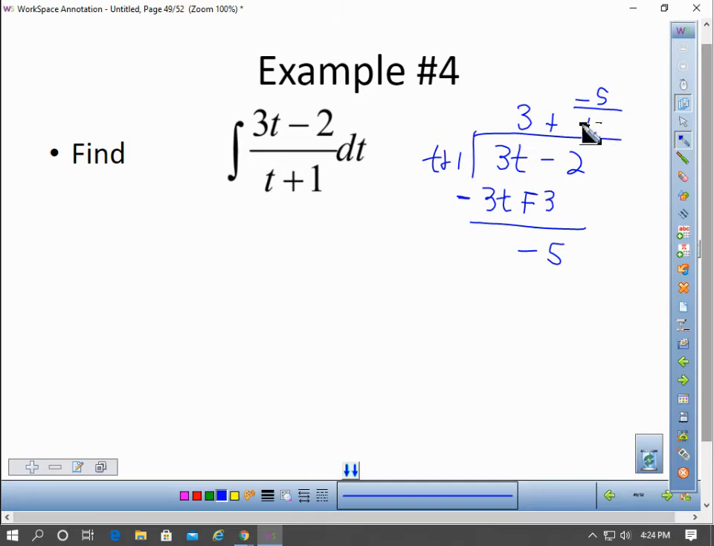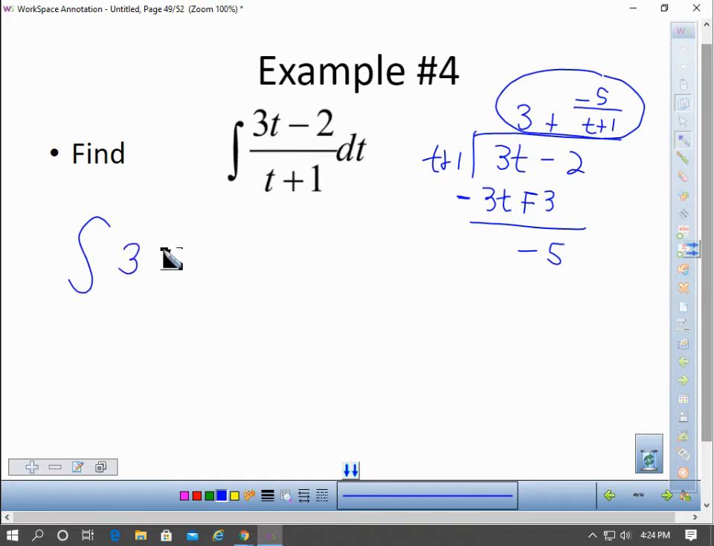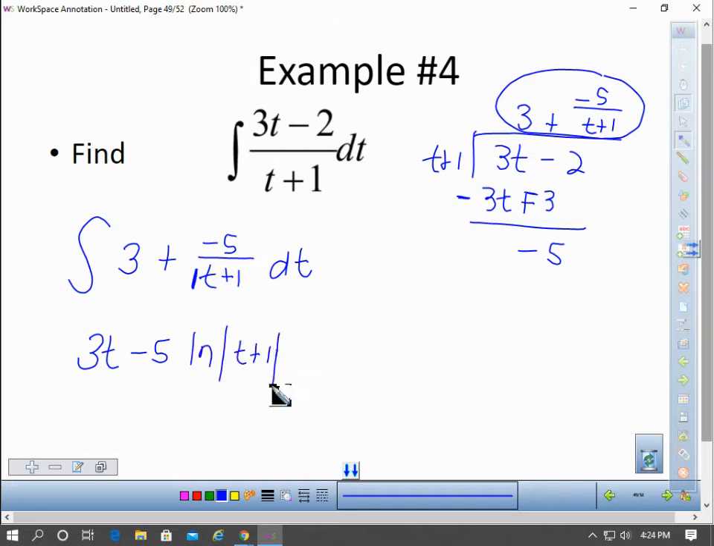Negative 5 divided by my divisor. So this is my quotient answer. So I'm going to replace this rational expression with my quotient answer. So this is 3 plus negative 5 over t plus 1 dt. And now I'm just doing the antiderivative. So the antiderivative of 3 in terms of t is 3t. And this is an ln. I have a 1 coefficient, so it's an easy one. So that's going to be negative 5 ln of t plus 1, and then plus c, and we're done.